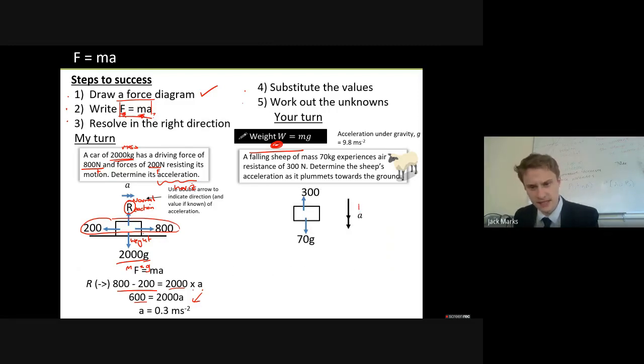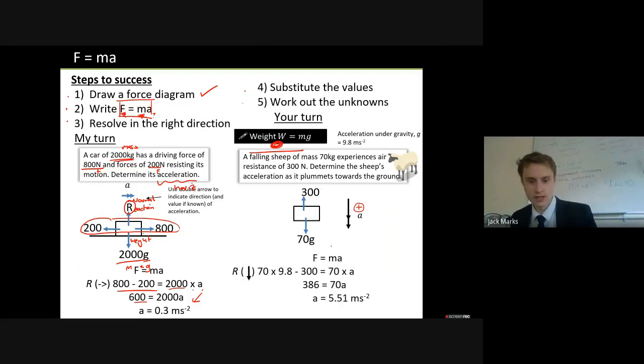Well, it would seem sensible here to make downwards the positive direction, because you probably have the idea 70g is the bigger force and it's held back by 300. So 70g is the driving force minus what's holding it back. Well, this is your resultant force, isn't it? That's your F, your resultant force. 70, that's the mass of the sheep. And we get our answer here.